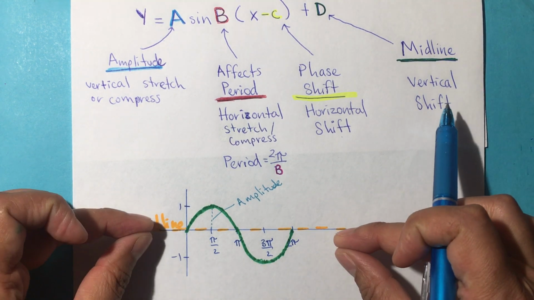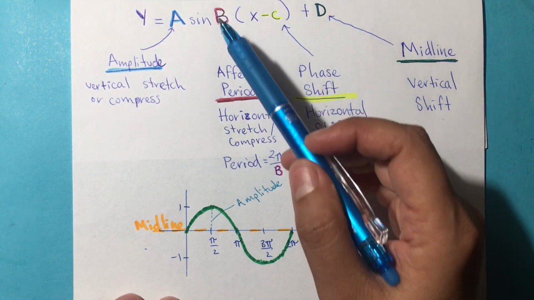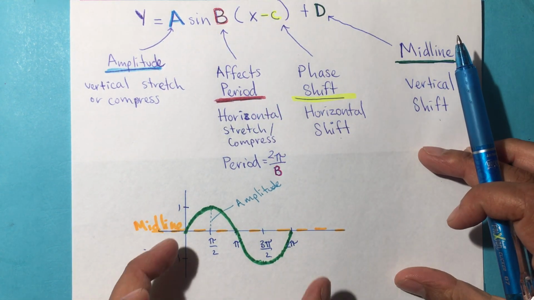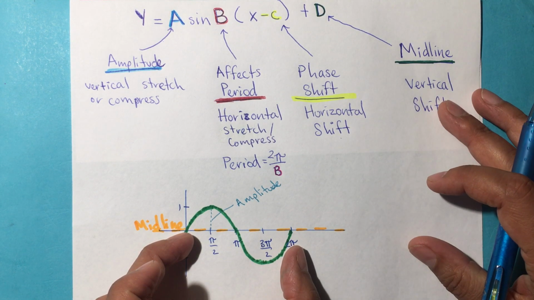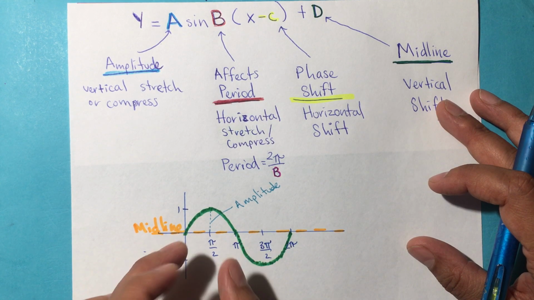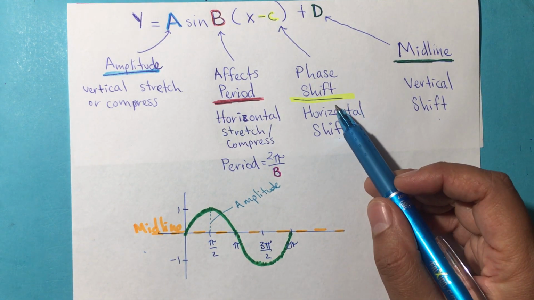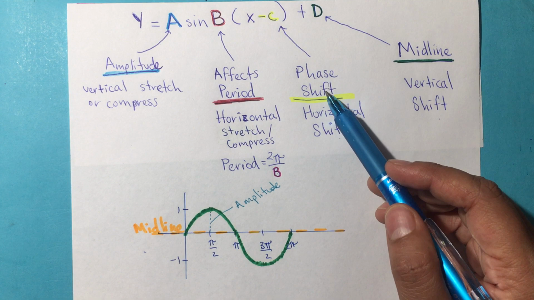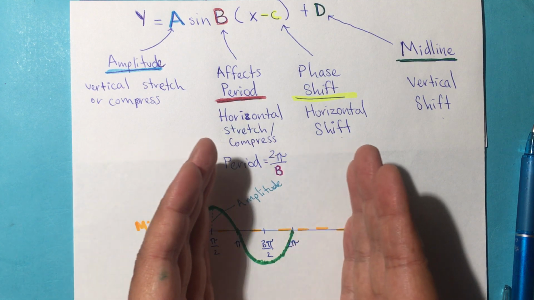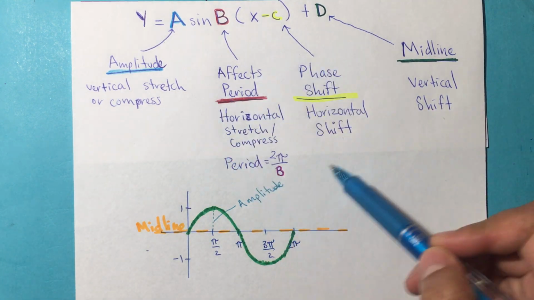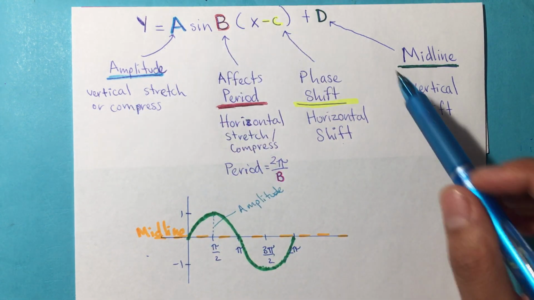For this one, you just move the midline up or down with D. And for B, it affects the period. Instead of taking 2 pi to do the whole sine, for example, or cosine or even tangent, how long will it take? Sometimes it's a compression, sometimes it's a stretch. And for this one, this is a phase shift. That means I grab my whole period and move it to the left or to the right. That was done for the horizontal shifts in 10.11. But now we're going to do a mix of some of them.